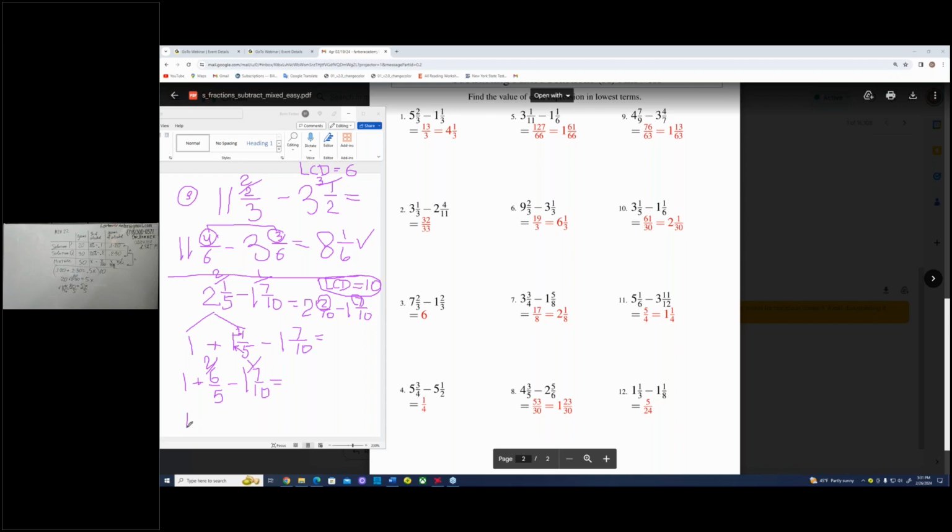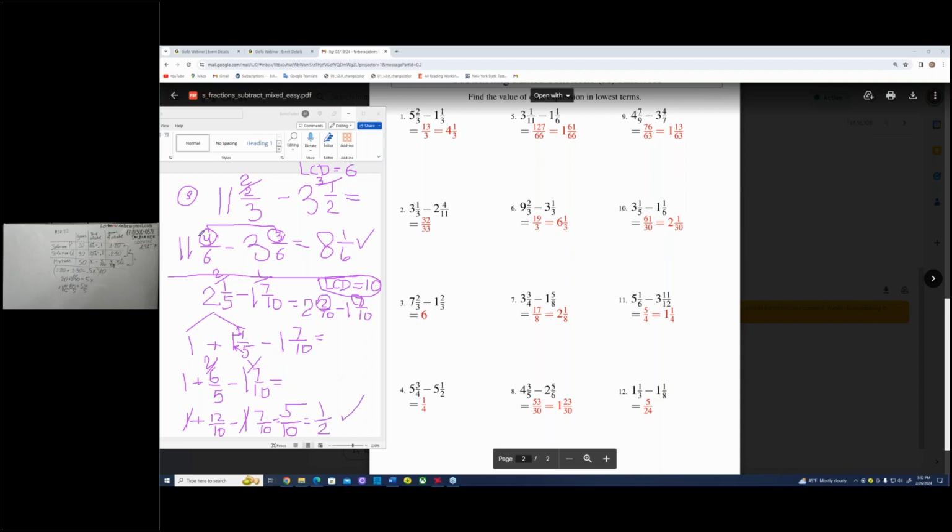It's 1 plus 2 times 6, Milana. 2 times 6, 12, over 10, minus 1 and 7 over 10. The 1 cancels out. Nobody is using 1. 12 minus 7 is 5. 5 over 10. Help me simplify. Both of them are divisible by 5. Yes. So you get 1 over 2.